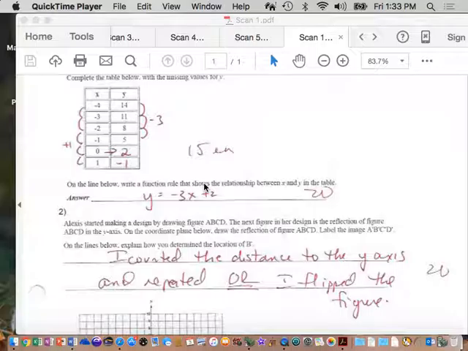Now, Davis, go ahead. How did you get +2? Because it lines up with 0. Whatever lines up with 0 is whatever you want.